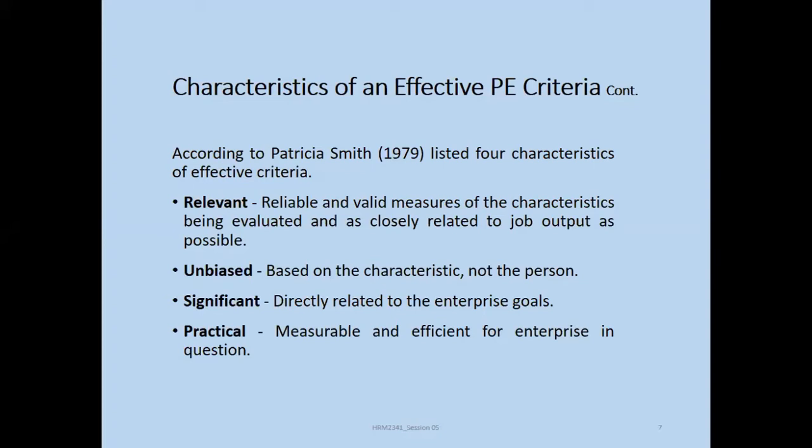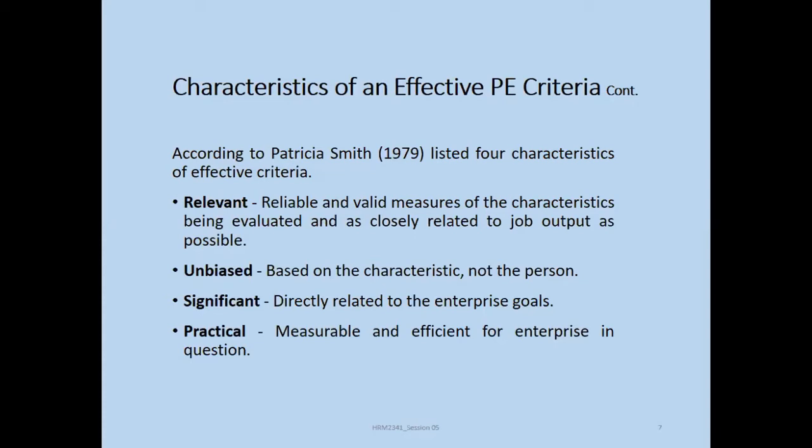The second characteristic is unbiased. It means we are going to evaluate the job, not the person. The performance evaluation criteria should be developed based on the characteristics of the job, not the person. Some personal things should not be considered when we are developing effective performance evaluation criteria. Some factors are related to the person, not to the job. Those factors should not be considered when we develop the performance evaluation criteria.